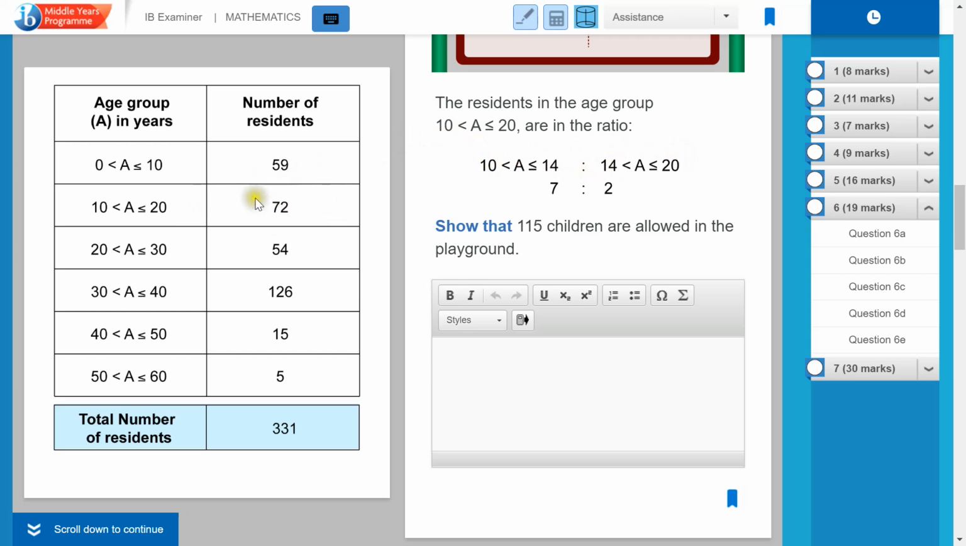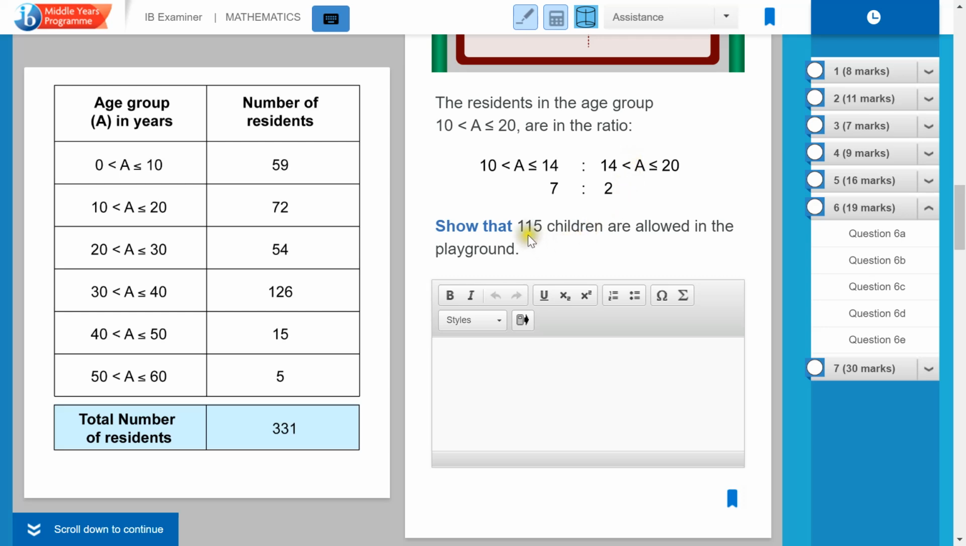Now this complete frequency of 72 is divided into these two categories in this ratio. So it's like I have a total of 9 equal portions, and I have divided this 72 into 9 portions. 7 portions are given to this category, 2 portions are given to this category. 7 plus 2, that's 9. 72 divided by 9, I think that's 8. So 8 multiplied by 7 is going to be the number of people in this category, and 8 multiplied by 2 is going to be the number of people in this category.